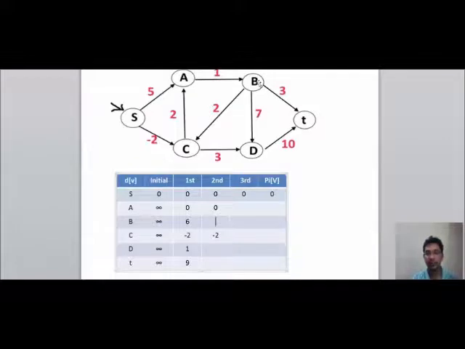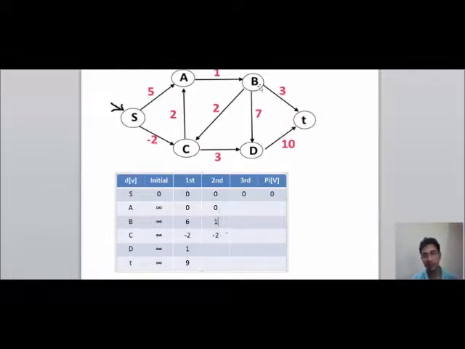And A is connected to B. B has the value of 6, and A has the value of 0, so 0 plus 1 is less than the value of B, that is 6, so we can update the value of B as 1.